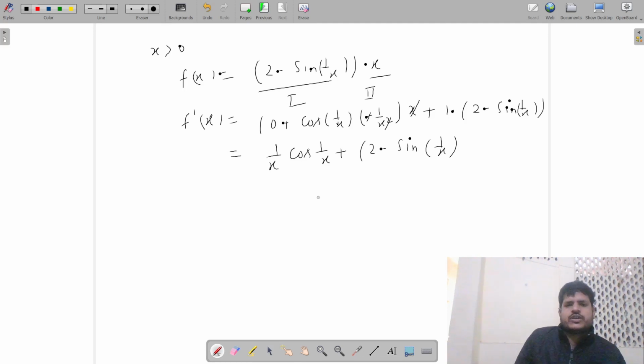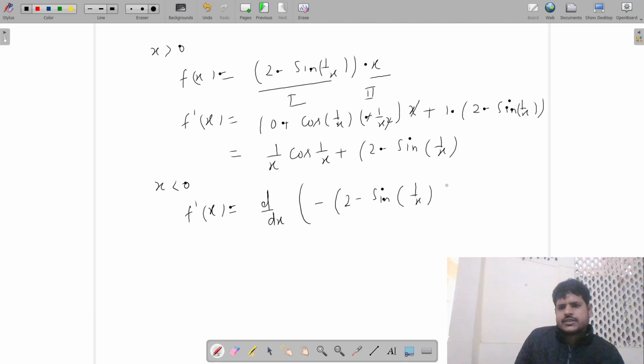Now in this case I have to look here, we are using the value of x greater than 0. So in this case, can you consider whether this function always gives you a positive value or negative value? Okay, consider x less than 0, then what do we have? Then f dash x equal to, you can consider again, take the derivative of this with a minus sign. In this case, d/dx of minus (2 minus sin(1/x)) into x, is the derivative of this function.